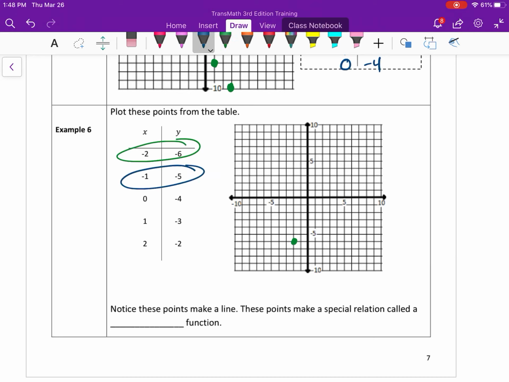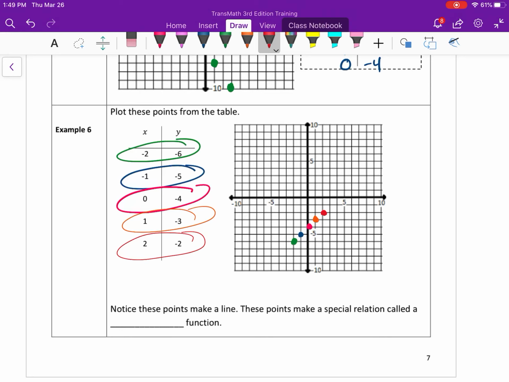The next point I'll do in blue, negative 1, negative 5. So from 0, 0, you go left 1, down 5. And do each point in a different color. 0, negative 4, be over 0, so stay at the origin, then down 4. 1, negative 3, positive 1, so this time I go to the right, and then negative 3, you go down 3. And the last one is 2, negative 2, so 2 to the right, then down 2.